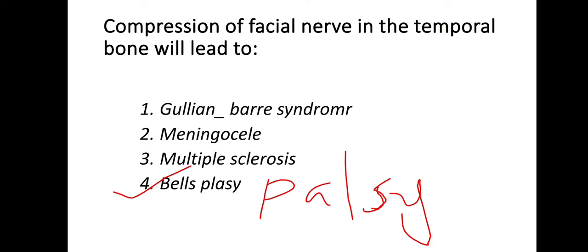Let's go to the other options also. Guillain-Barré syndrome. What is Guillain-Barré syndrome? Guillain-Barré syndrome means it destroys the myelin of peripheral nerves. There is a relationship between Guillain-Barré syndrome and multiple sclerosis. Okay, Guillain-Barré syndrome is the destruction of myelin in the peripheral nerves.